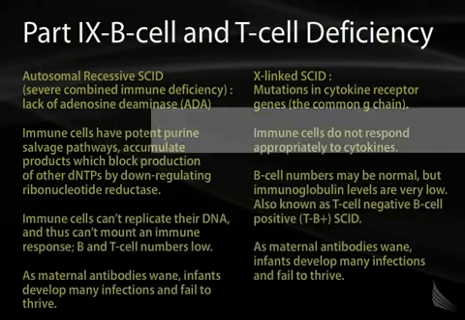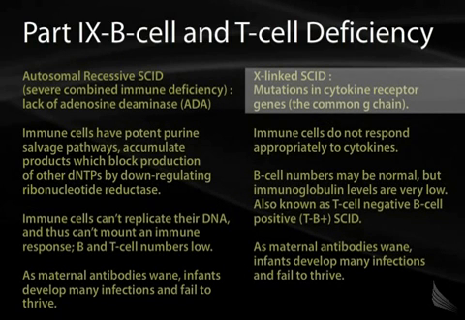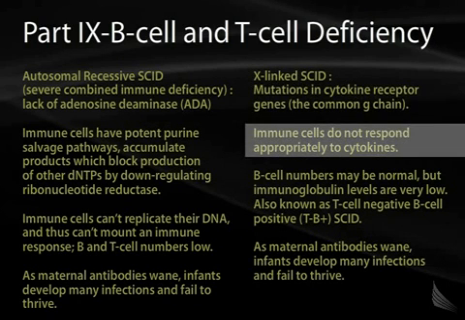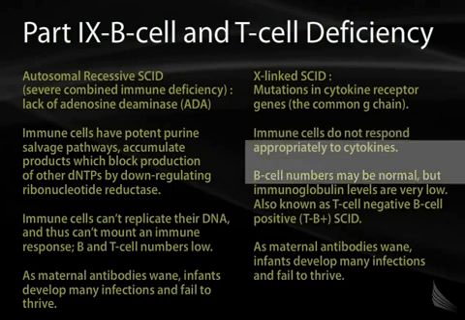Another version of SCID is known as X-linked SCID. This is a mutation in the cytokine receptor gene, specifically the common gamma chain, and this is actually the most common form of SCID. The immune cells don't respond appropriately to cytokines, so we have T cells being deficient in their ability to respond to cytokines.